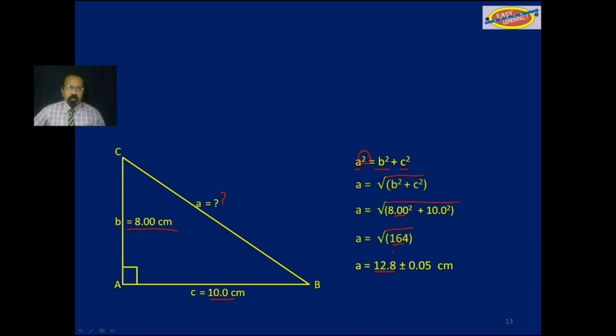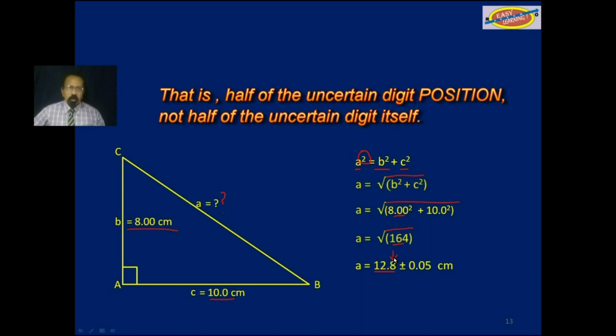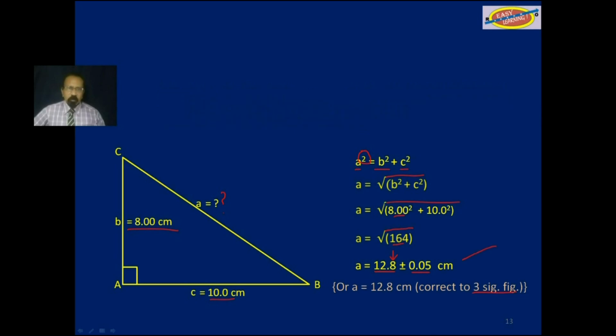And so our uncertain digit is here. Half of that is 0.05. Or you can state that as 12.8 centimeters correct to 3 significant figures. But CXC prefers that format.